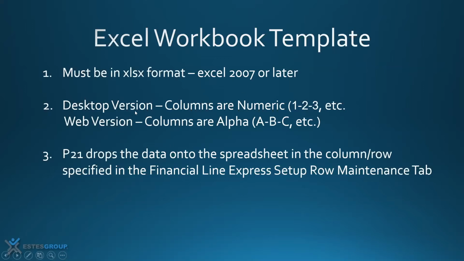In the desktop version, when you're doing your financial setup, the columns are numeric. So if in your Excel worksheet it's column A, you're using 1. If it's column B, you're using 2. In the web version, you're actually using the alpha, so it would be the exact same as what's in the Excel workbook. And I already mentioned Profit 21 dropping the data into the column and row that you've told P21 where to put it.